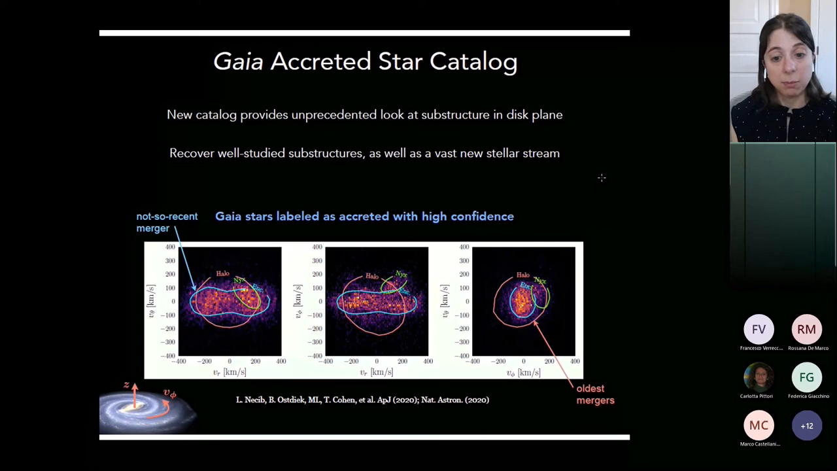And there's essentially three separate contributions that are feeding into this. I'll walk you through this now. The first contribution is indicated by the pale pink circle, and it's labeled halo. Those are, as you can see in each of these velocity panels, almost a perfect circle. So this would be the stars that would have come in from the very, very oldest mergers.